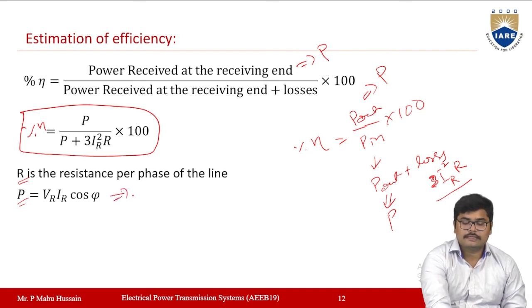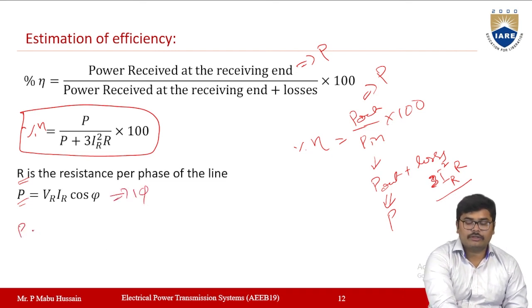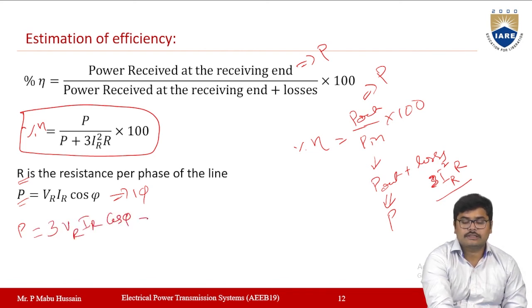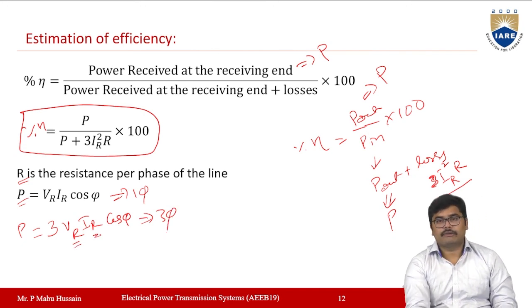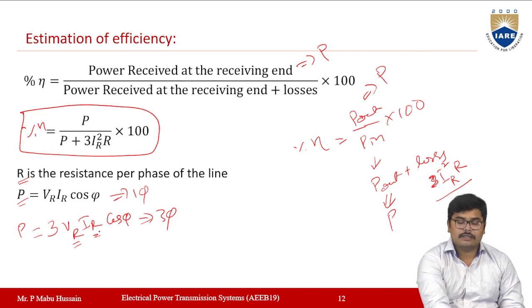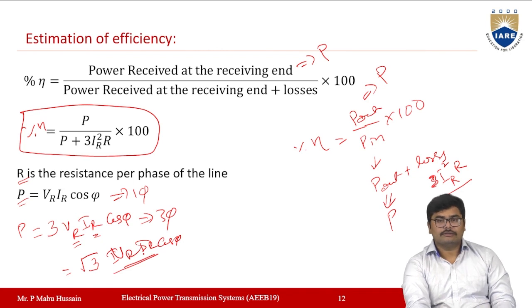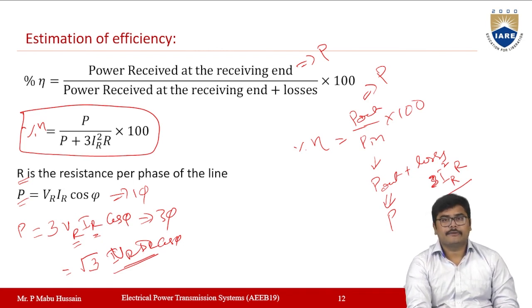That is for single phase. For 3-phase, this will be 3 into VR IR cos phi, where VR and IR are the per phase voltage and current. If VR and IR are given as line voltage and line current, then the 3-phase power will be √3 times VR IR cos phi. Like this, you can obtain the performance parameters, which are regulation and efficiency, for a medium transmission line.